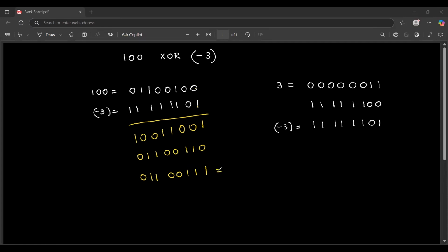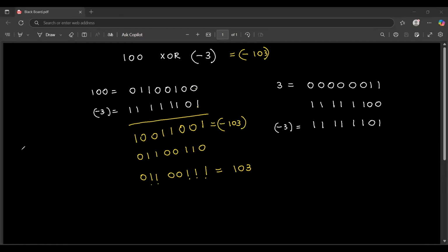Okay, so what is this number? 64, 96, 100, 102, 103. Okay, so 100 XOR -3 is equal to -103. Why is it -103? Because this is -103. Okay, so these are the basic bitwise operations.